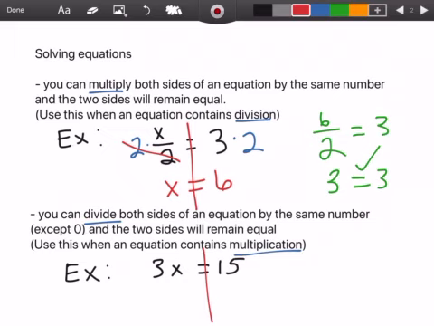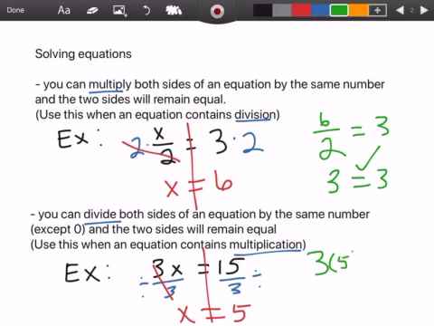Okay, so 3x equals 15. Right now, x is being multiplied by 3, so I'm going to divide by 3. Divide by 3 on both sides. Okay, these 3's will cancel, and we have x equals 15 divided by 3 is 5. We can go back and check our answer. So 3 times 5 needs to equal 15. 3 times 5 is 15. 15 equals 15. Check.